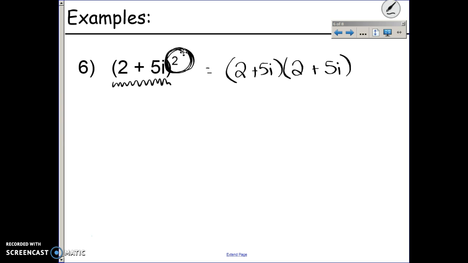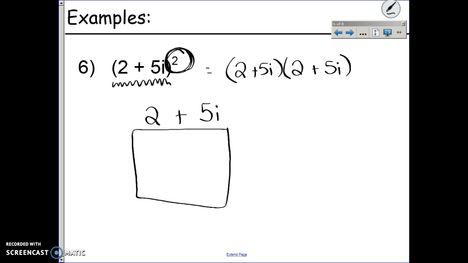Okay, I'm going to do box method here again. If you want to do double distributive, you go for it. If you want to do FOIL, you go for it. If you want to do box method, you go for that too. That's what I'm doing. Whatever floats your boat. I don't really care, as long as you get the right answer. If you get the wrong answer, then you need to do what we do.